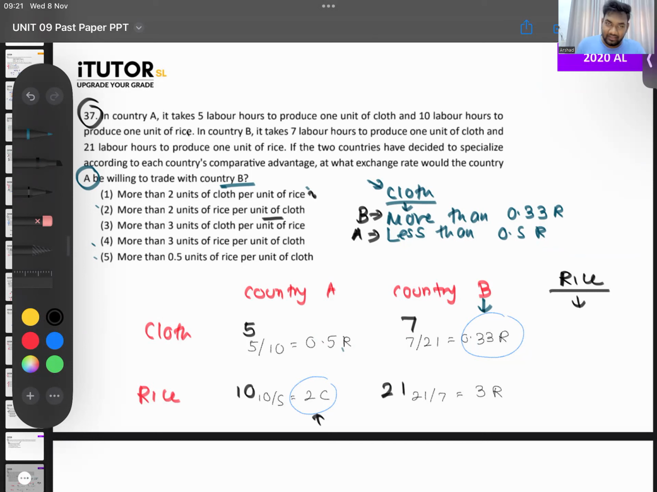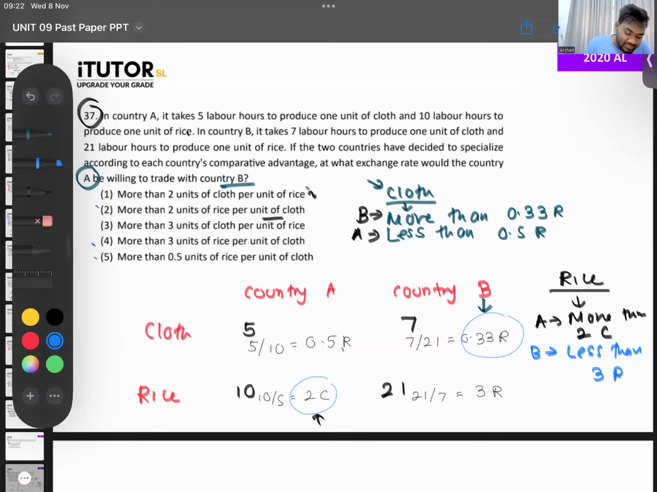Country A. They have the comparative advantage. So country A will want more than how much? In their country itself, rice is 2 cloths. So if they want to trade, they will want more than 2 cloths. Country B will be willing to pay here. In their country, 1 cloth is 3 rice. So they will be willing to pay less than 3 rice.